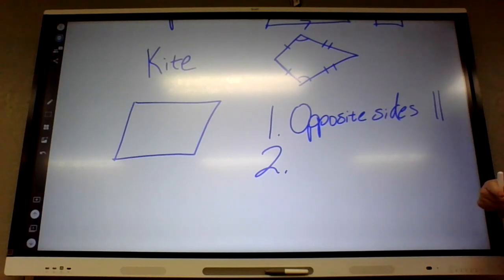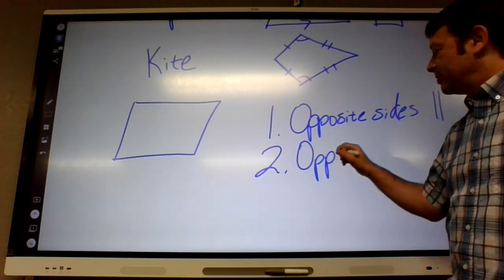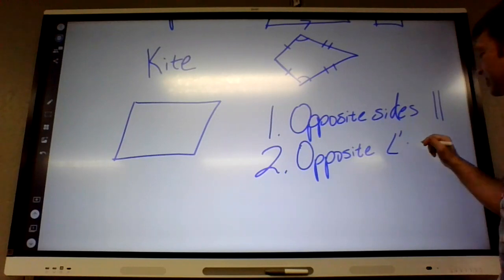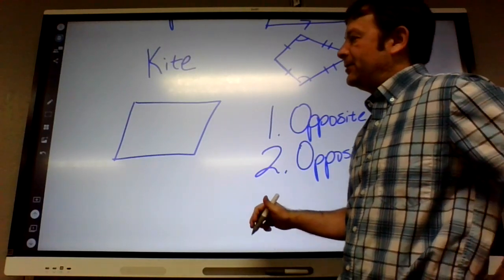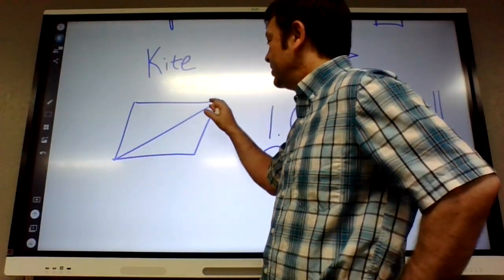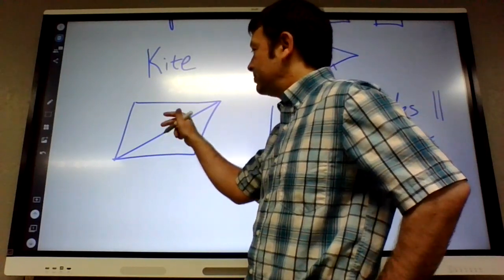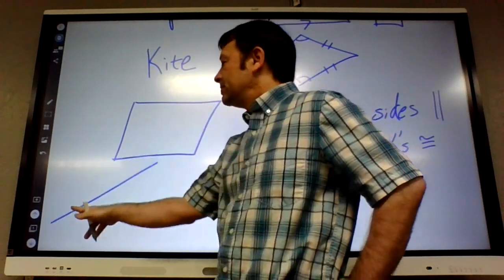I'm not going to put that. That's not unique to parallelograms. Opposite angles are congruent. Okay, opposite angles are congruent. Two. We talked a little bit about this yesterday. Opposite angles are congruent. If you draw a diagonal, you can prove that using parallel lines, these angles have to be the same, so you can prove this.